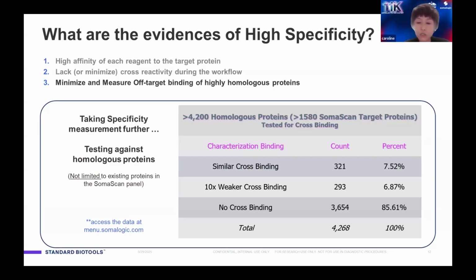All this information is available on our online menu tool at menu.somalogic.com, which means that if you search for a particular target and look at the characterization column of that target, we will indicate whether this SomaMer reagent has been tested for homologous protein testing and whether it has shown binding to its protein partners.